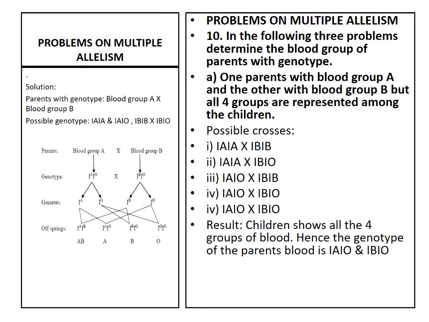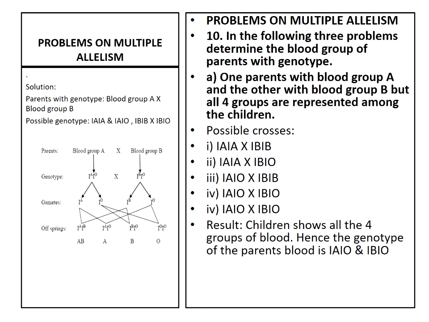So the next problem on multiple allelism is the following three problems. In this case, three sub-questions are given, and we are going to determine the blood group of parents with the genotype. The first question of the 10th problem: one parent has blood group A and the other has blood group B, but all four groups are represented among the children.